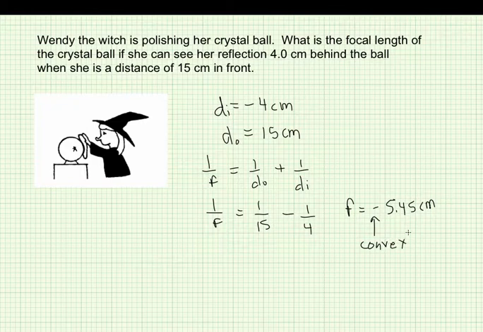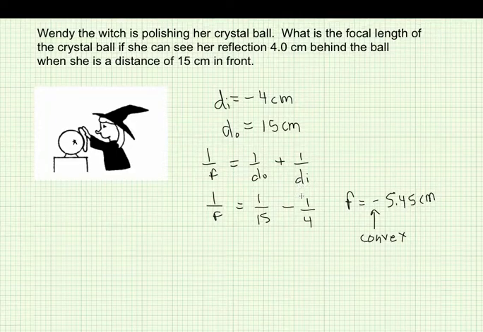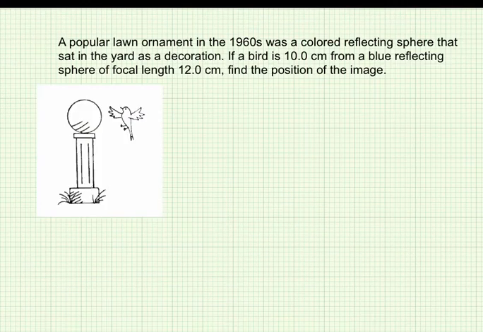And a convex mirror we call a negative mirror. That means its focal point will always be negative. Convex mirrors produce virtual images every time. So anytime you're doing a calculation and you're calculating the image distance, if your image distance doesn't become negative for a convex mirror, you've got a sign problem someplace. Okay, let's take a look at our final example.